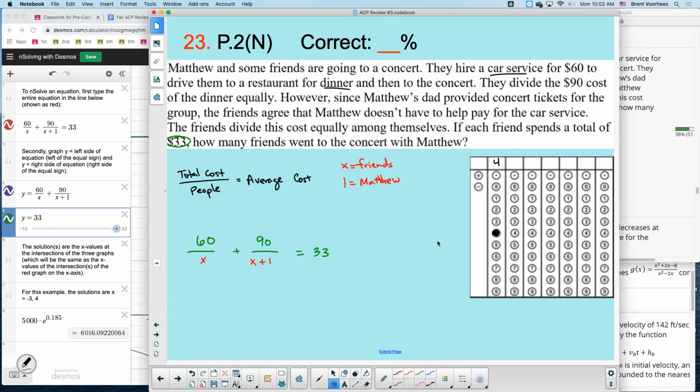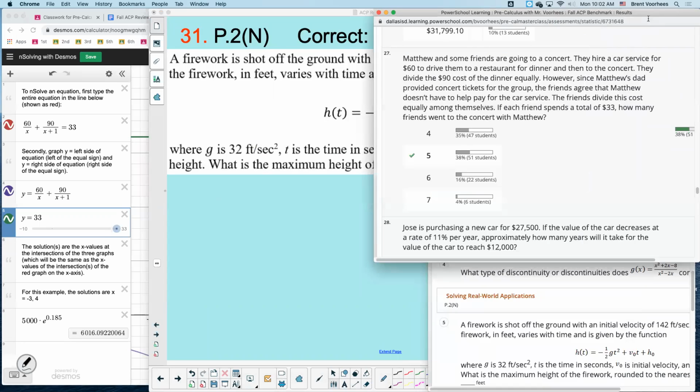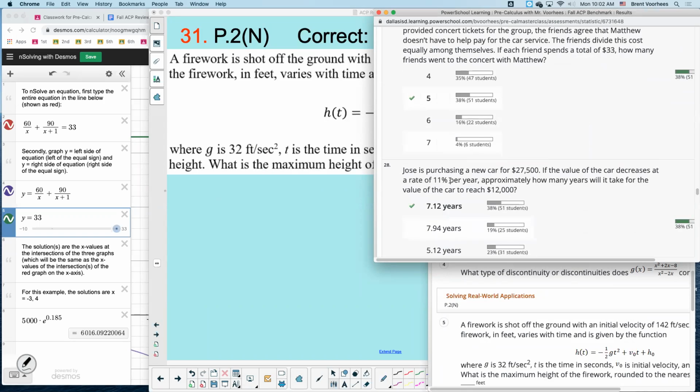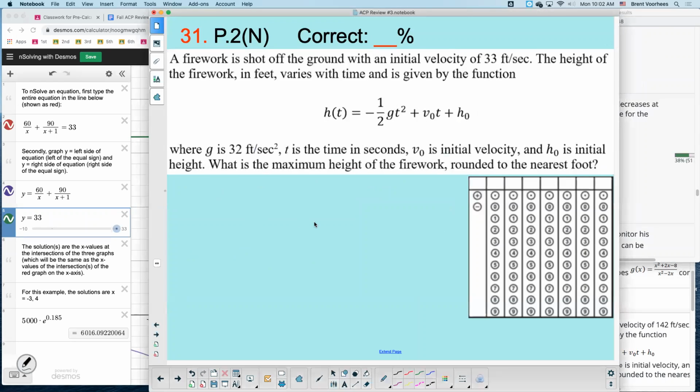A firework is shot off. Actually, this is not the order. Do I have a different order here? Oh, I moved this one. Okay, so I'm going to go on to the next one. I got all off on this order. Hang on a second. Let's find it.